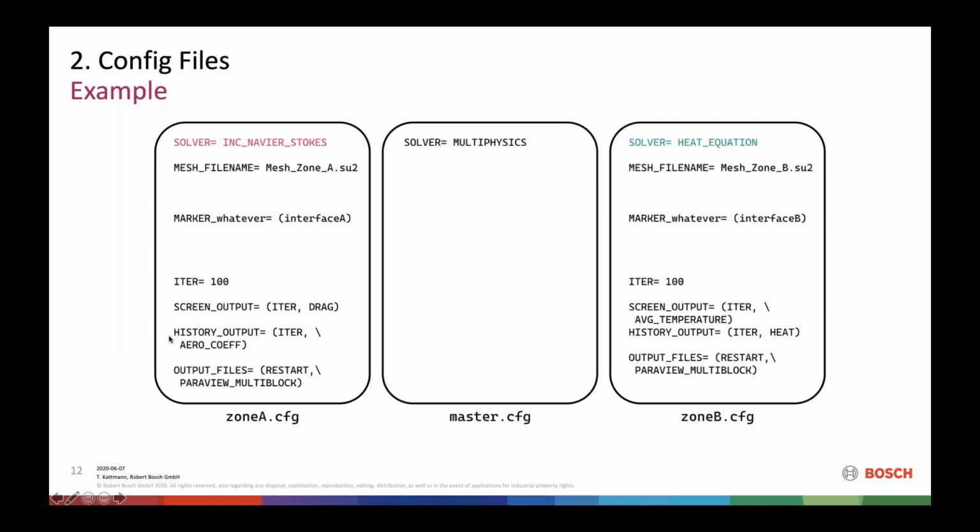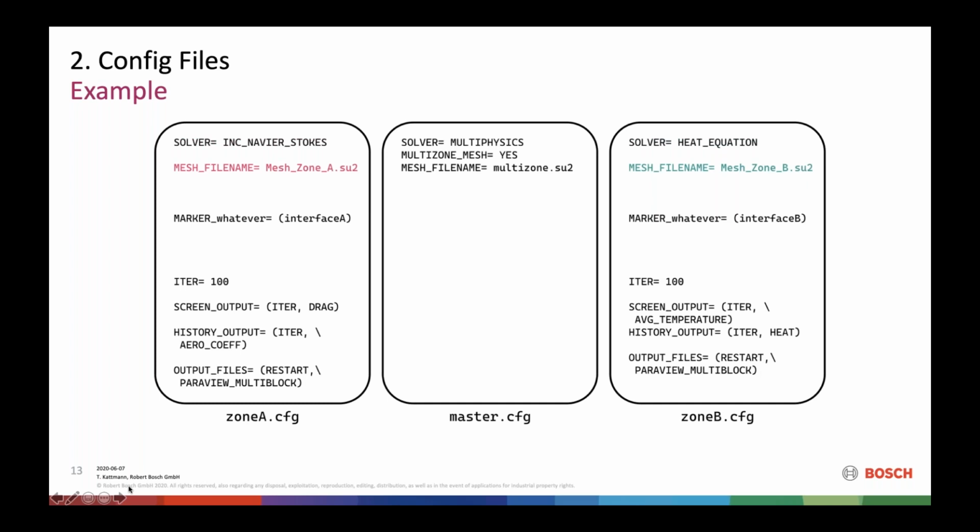Okay, now for a little example. So let's assume we have on the left our zone A config file, and on the right our zone B config file. In this case, I just use a conjugate heat transfer simulation with the heat equation and incompressible Navier-Stokes in the fluid. And now we set up our multi-zone config file. So the first thing, as I said, we have to set solver equal to multiphysics in our master config file. In our zone config files, we leave the option for the solver as is.